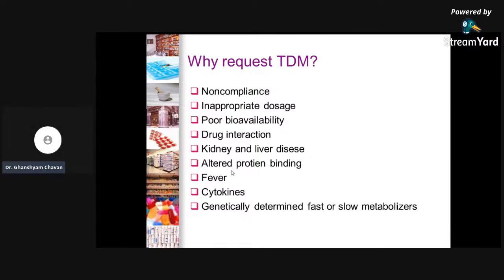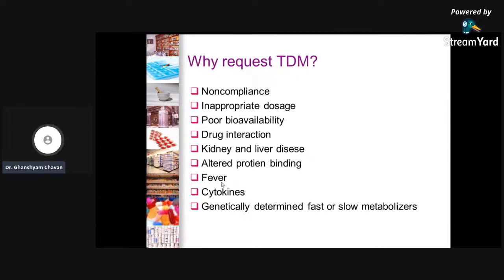The drug which has reached your plasma, its concentration will be increased. So if you are giving any drug along with warfarin, they are dispatching or separating or removing the drug from the protein binding, and they will do the displacement of that drug. Next is fever.